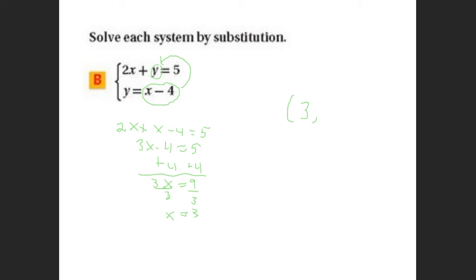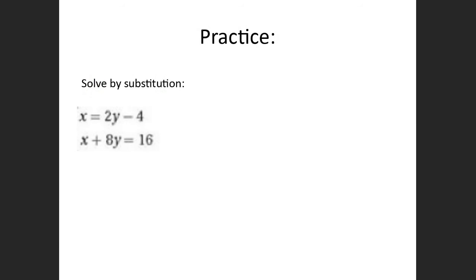I want to get my y value, so I just go up to here. I take one of the equations. Now, this one would be the easiest because y is equal to x minus 4. So 3 minus 4 is negative 1. So I get my y value. So solving a problem using substitution is fairly easy to do. Let's try a few more.